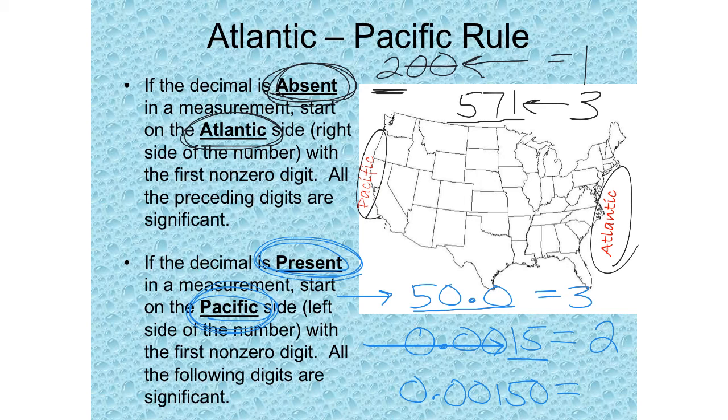So 0.00150, that would be 3. Again, decimal's present, so we come from the Pacific. Can't start counting until we hit something other than a 0. So the zeros don't count. Not a 0 doesn't count. Counts, counts. The 0 was added for emphasis, so it counts.